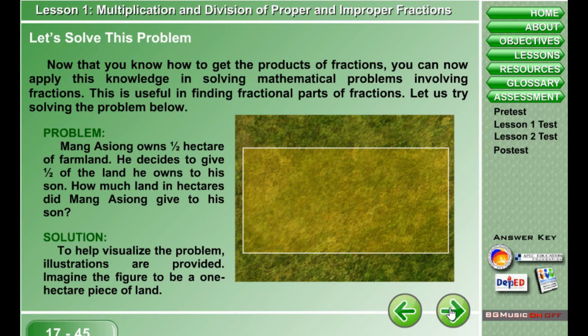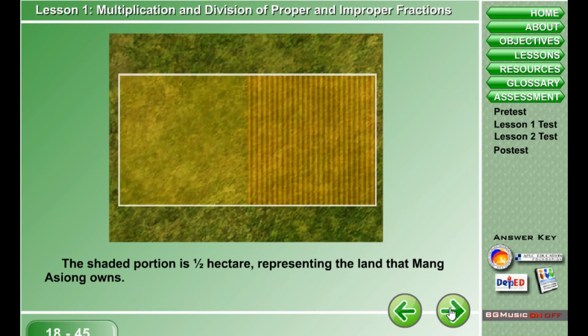Solution. To help visualize the problem, illustrations are provided. Imagine the figure to be a 1-hectare piece of land. The shaded portion is 1/2 hectare, representing the land that Mang Asyong owns.